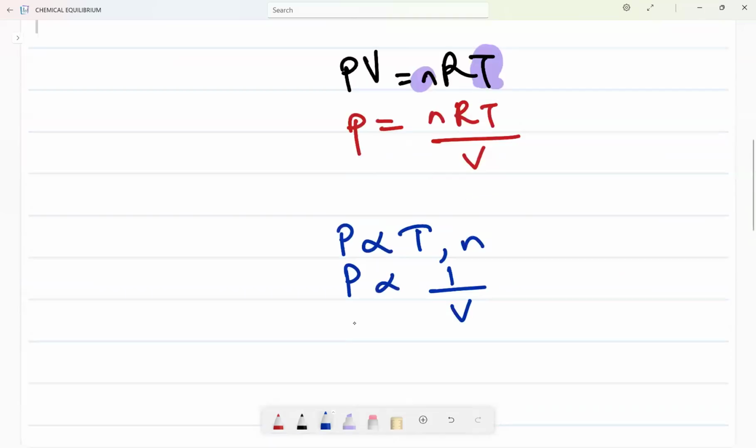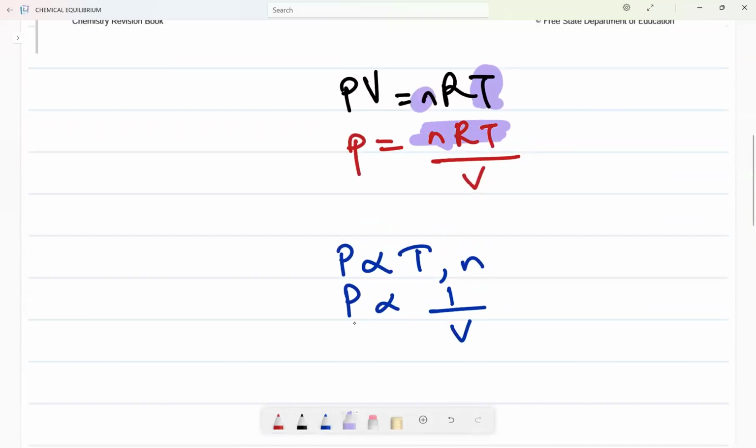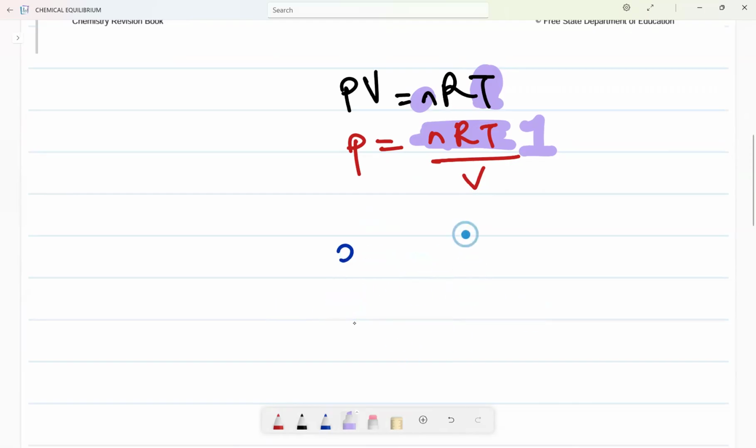To volume, provided that these at the top are all constant. Okay, then they are inversely proportional. If they are all constant, we take it as one. So now pressure is inversely proportional to volume. So that is what I want you to understand.